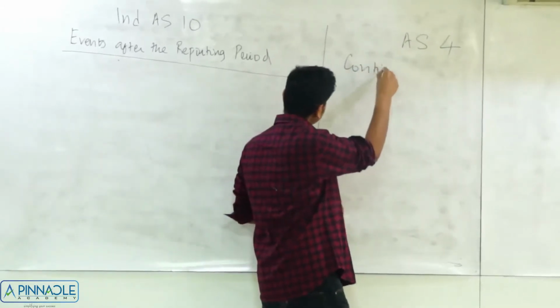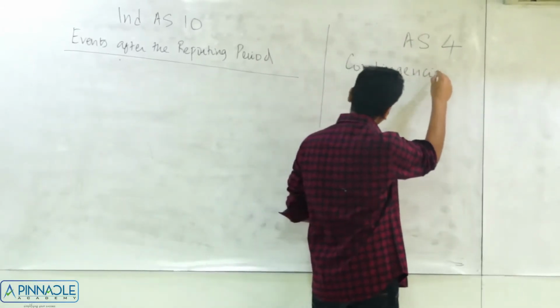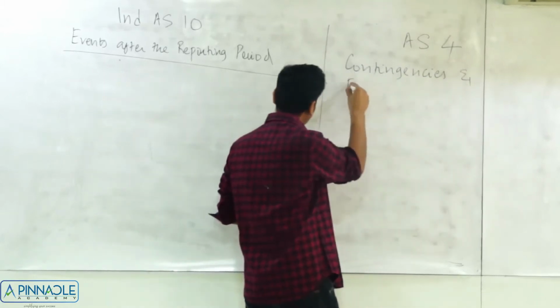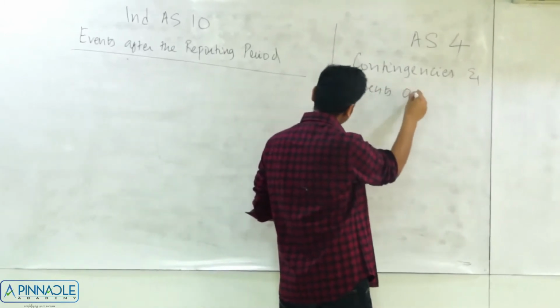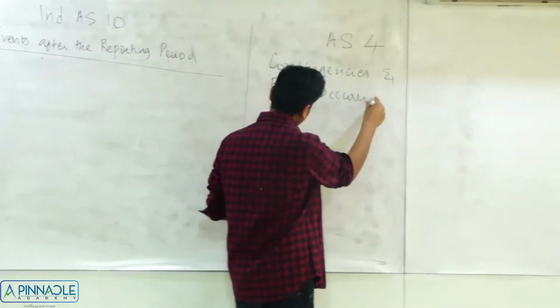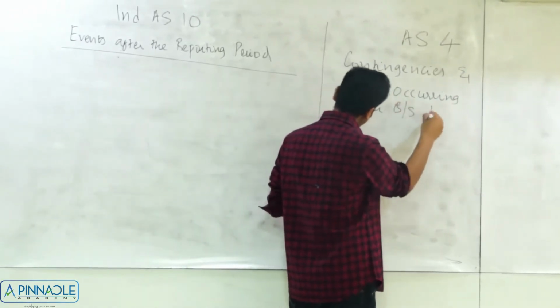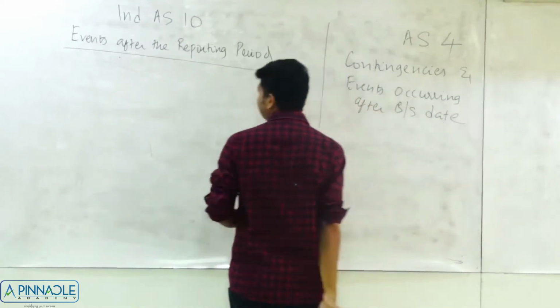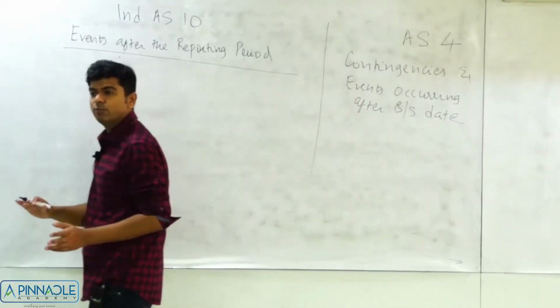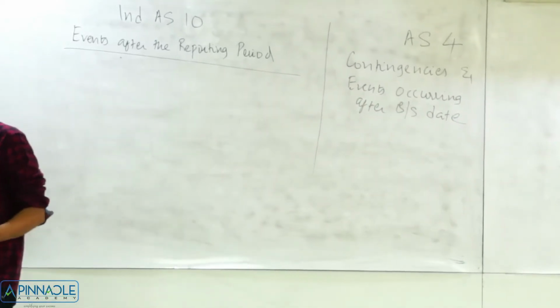So our accounting standard deals also with contingencies. And then we say and events occurring after balance sheet date. Here they say after the reporting period. In essence, both are one and the same.